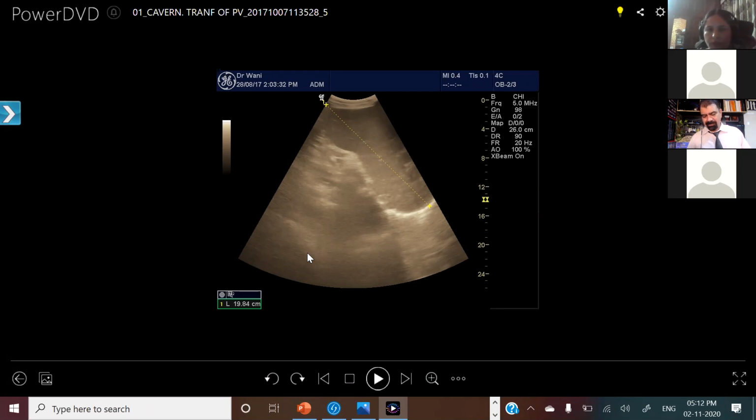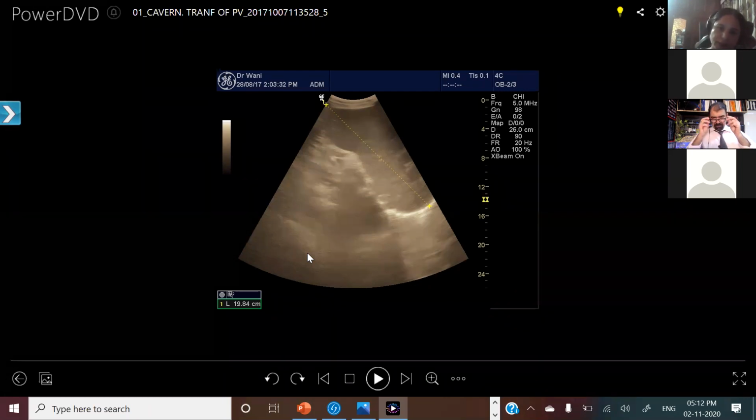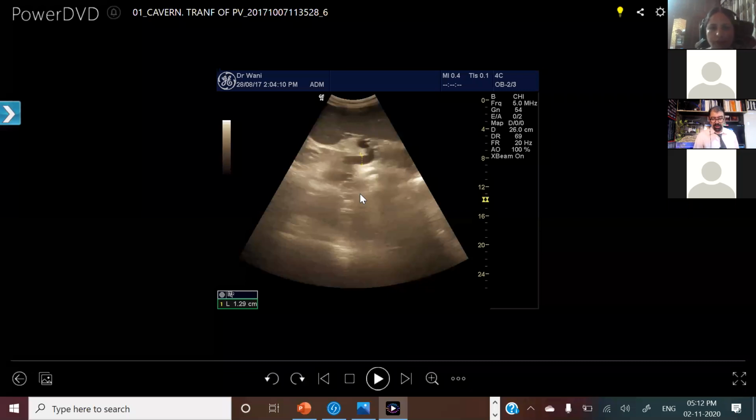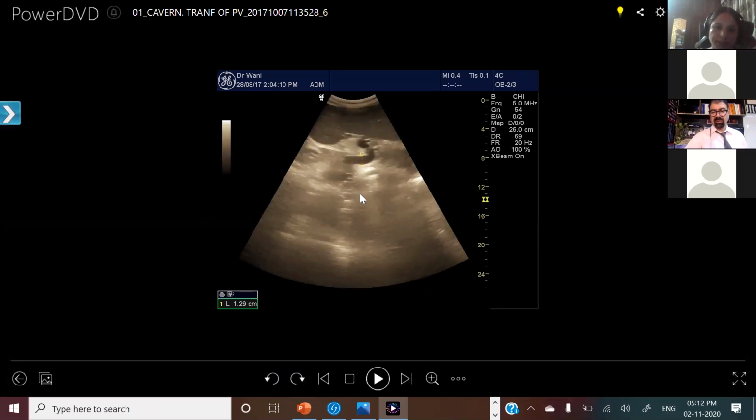Is there any dilatation of the splenic vein? Okay, now see, this is the splenic vein over here, and it is about 13 millimeters, 1.3. Here it is 1.29, so approximately 1.3, 13 millimeters. Is this increased, dilated, yes or no? Yes, sir. So what is the cut-off over here? 10, sir.